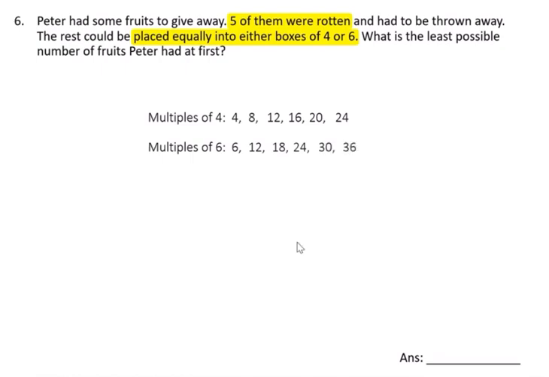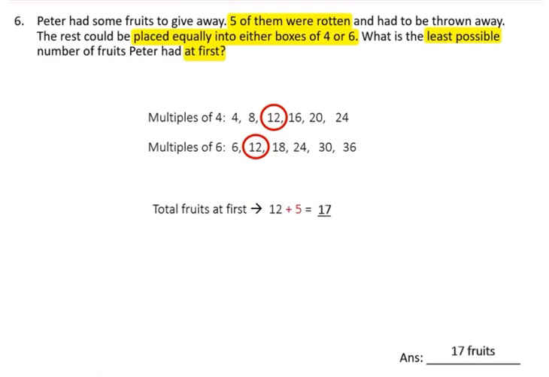So I want to know which one is your lowest common multiple. Yes, 12, because I want the least number of fruits. This 12 is after Peter threw away the fruits. I want to find out how many he had at first. 12 plus 5. You need to add back the 5 fruits. Although they are rotten, you want to find how many at first, so you need to add back the number of fruits that you threw away also. So 12 plus 5, the answer is 17 fruits.